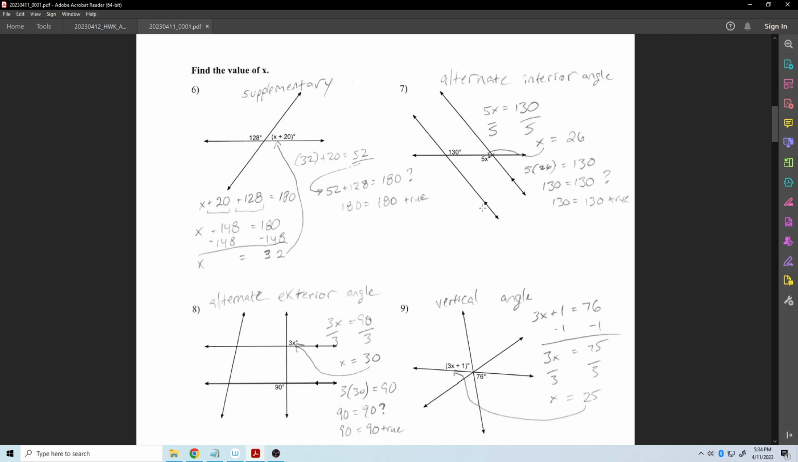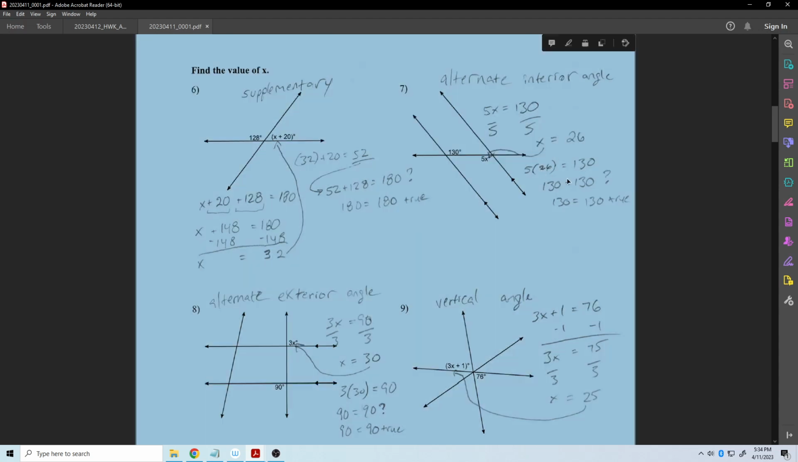Very similar idea, number 7, except like I said, you're not adding a term to the x, you're multiplying the x by a scaling factor, which is 5x. So again, set these equal to each other. 5x equals the number of degrees that was given, which is 130. Get the x by itself by dividing by 5. x equals 26. Plug it back in. 26 times 5. Is it 130? Yes, indeed, it's 130.